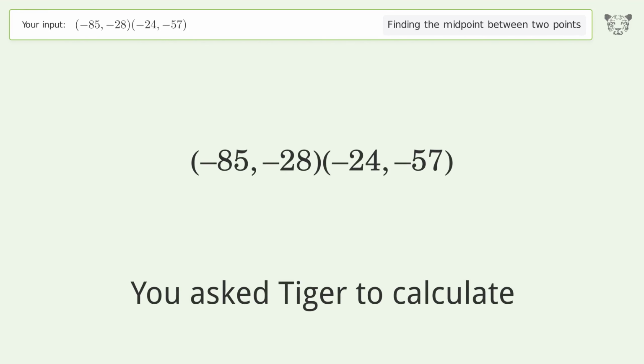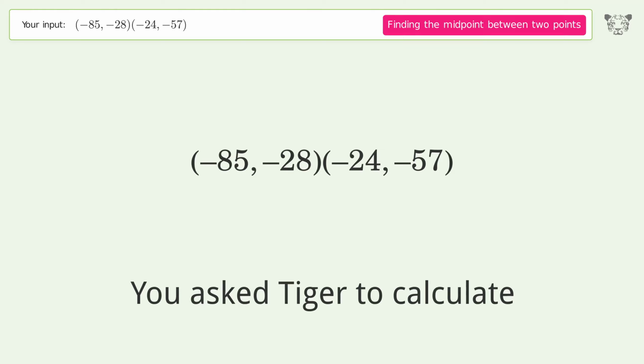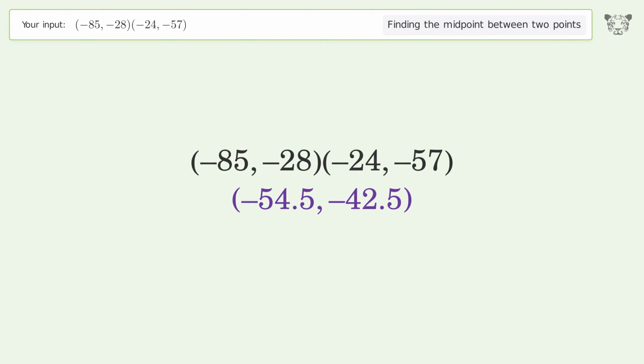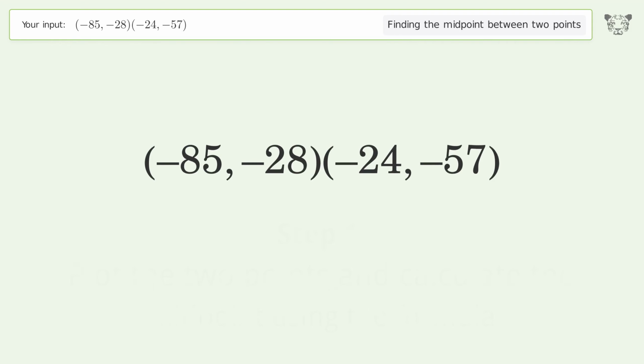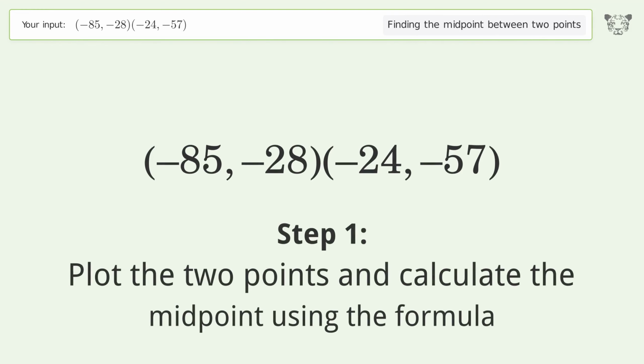You ask Tiger to calculate. This deals with finding the midpoint between 2 points. The midpoint between the 2 points is -54.5, -42.5. Let's solve it step by step. Plot the 2 points and calculate the midpoint using the formula.